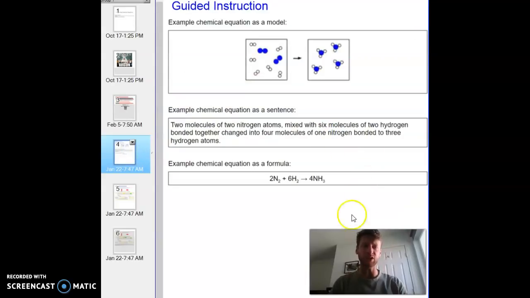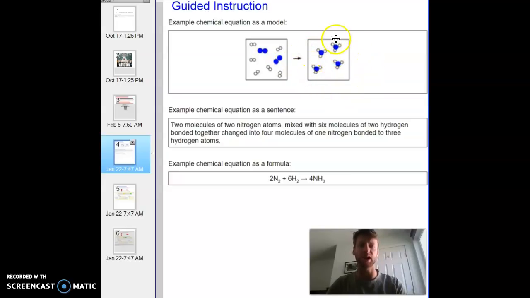Now, I just want to show you 3 examples of chemical equations. Once again, scientists use chemical equations to help communicate clearly with each other what they're talking about. And so my first example is a chemical equation as a model. I have these circles representing one type of element. I have the blue circles representing a different type of element. I can show how they're bonded based upon which ones are stuck together. And then the arrow here in the middle shows it's changing into, and then the box on the right shows that there's a different compound.